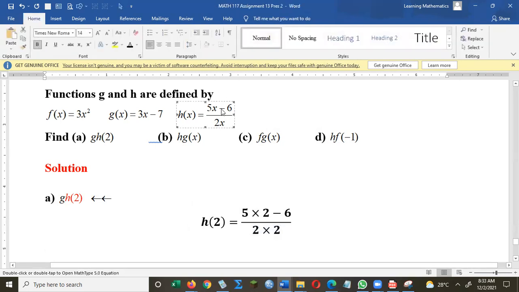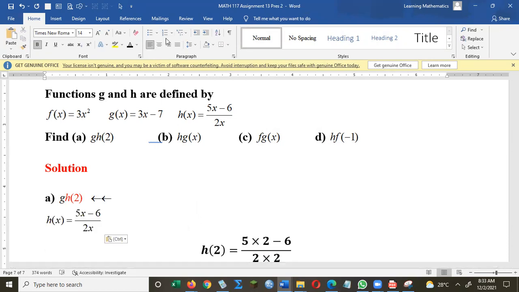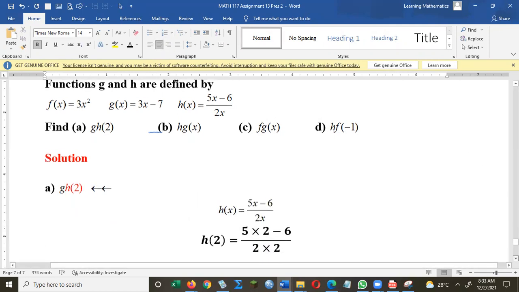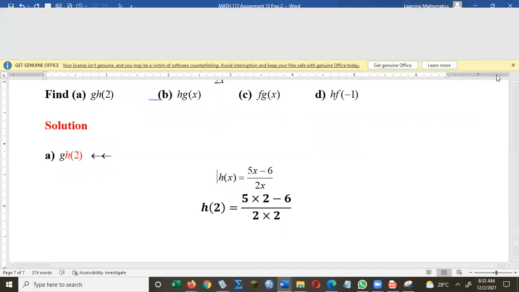If I want, I can even copy and paste it right there. We have to use H of X to find H of 2, because H of 2 is seen on the right. So we have to use H of X to find H of 2.